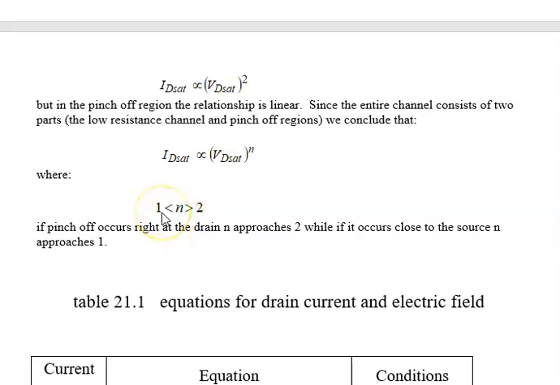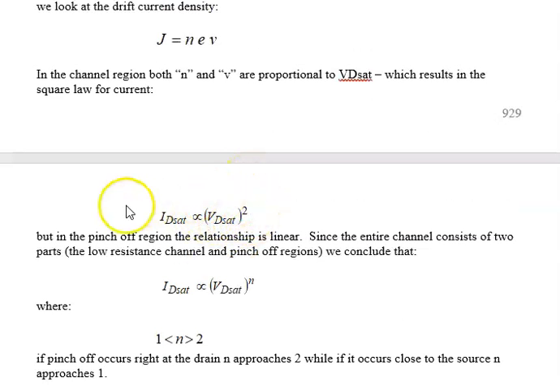So n can never be equal precisely to 1, nor can it be equal to precisely 2. It's somewhere between 1 and 2, and that is why it is said that square law dependence has never been observed even in very long channels. Generally, we associate the situation where we have n less than 2 with a short channel device, but even in a long channel device, n will be less than 2.